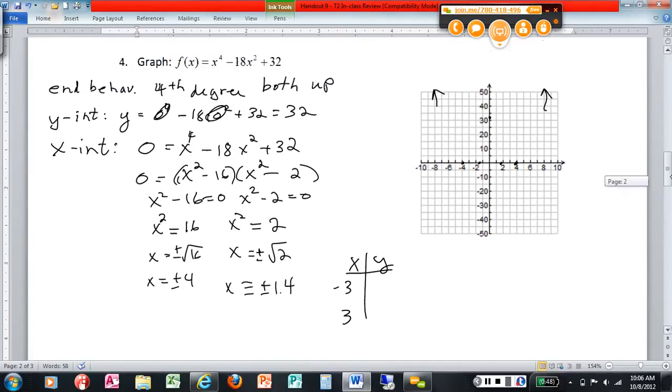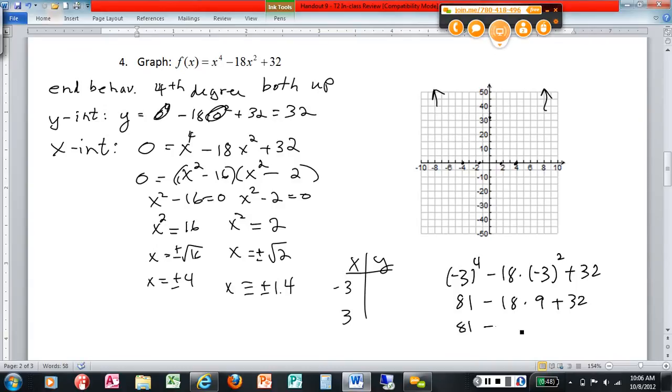All right, so if x is negative 3, I would have negative 3 to the 4th minus 18 times negative 3 squared plus 32. So that's positive 81 minus 18 times positive 9 plus 32. That's 81 minus 162 plus 32. What does that give you? I see that as negative 49.